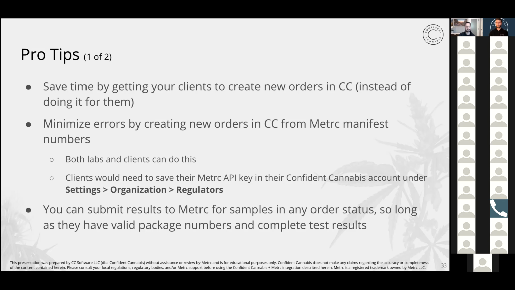And then finally, you can submit results to Metrc for samples in any order status. So if you have an in-progress order and you want to submit the results for a sample, you can. If it's already completed, you can. You can even submit it if it's been canceled. Not too sure why you would cancel an order and then submit it, but you could if you wanted to. So the data can be sent to Metrc at any order status, so long as it has the right package tag number and it has all the data that Metrc wants. If you attempt to send it before it has all the data, then you'll get an error saying these fields are missing.